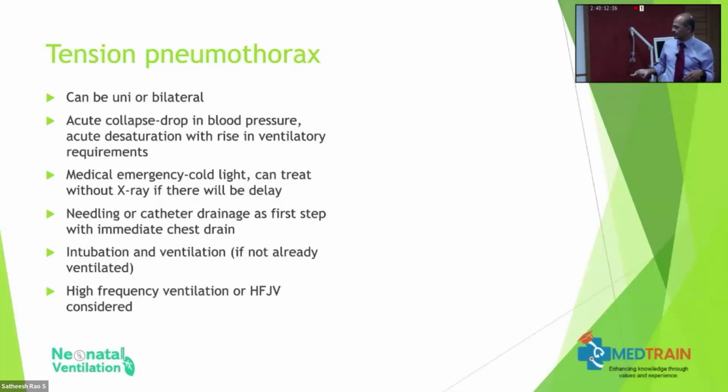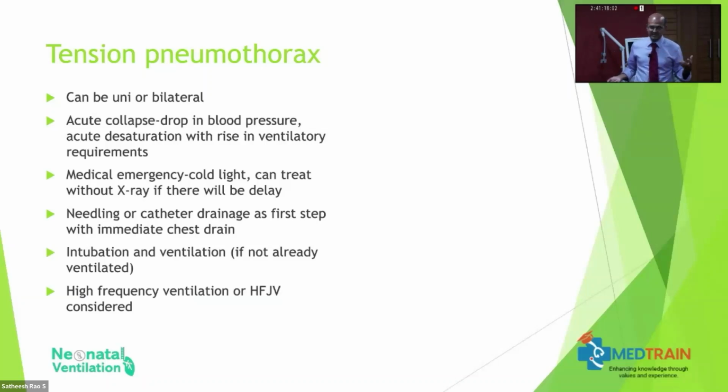So needling or catheter drainage as the first step, because it's immediately available. It doesn't take time, but be prepared immediately when you're needling. Get someone to put the chest drain in, because a tension pneumothorax mostly won't respond to just needling, because the reason it became tension is because it's fast accumulating. And you may need to intubate and ventilate the baby because the CO2 is already high in these babies, and non-invasive ventilation may not be effective enough.